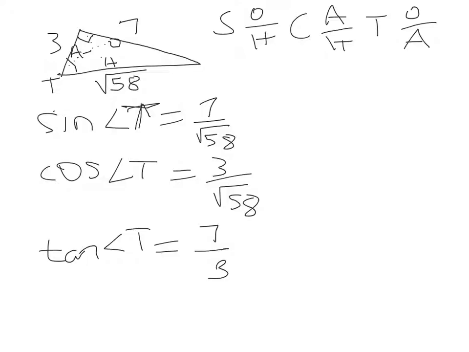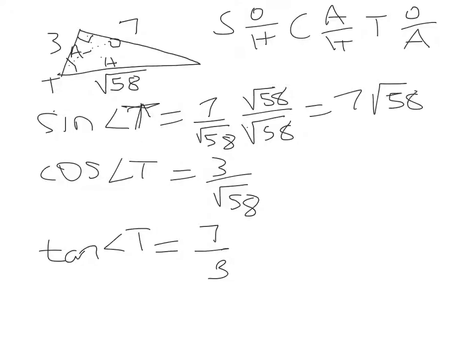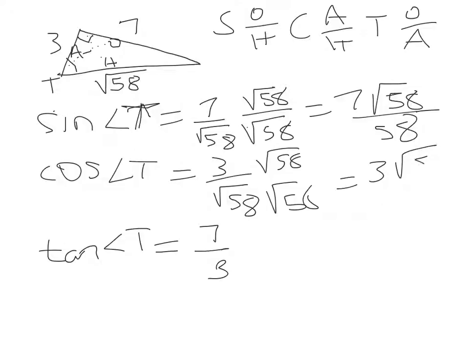Again, if you have to rationalize the denominators, do so. Multiply by the radical, numerator and denominator, and you get 7 radical 58 over just the plain number 58. Same with the cosine, we would rationalize that denominator and get 3 radical 58 over 58. And then the tangent of angle T is 7/3, and that's fine. Do not write trig functions as mixed numbers.